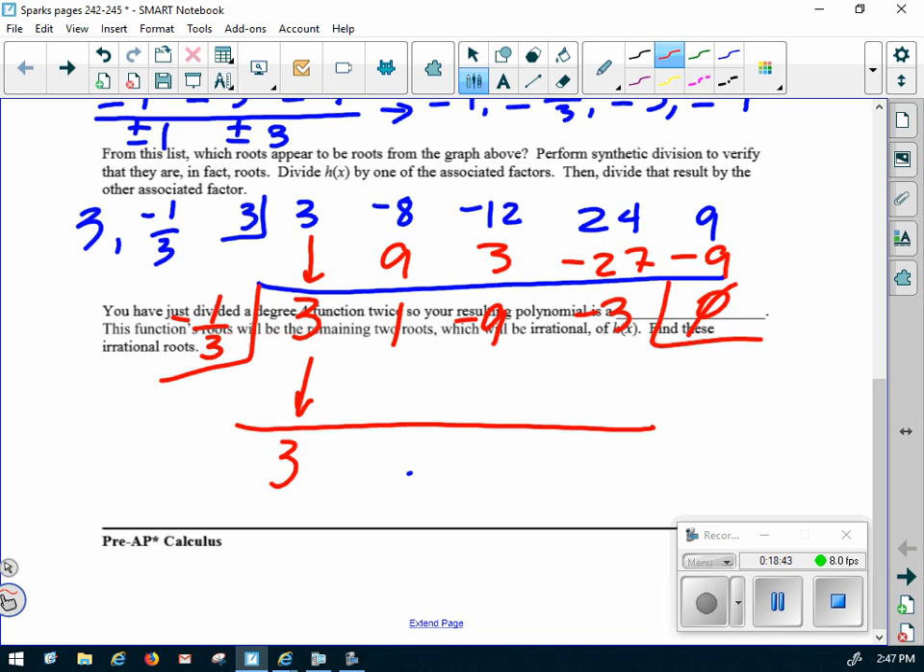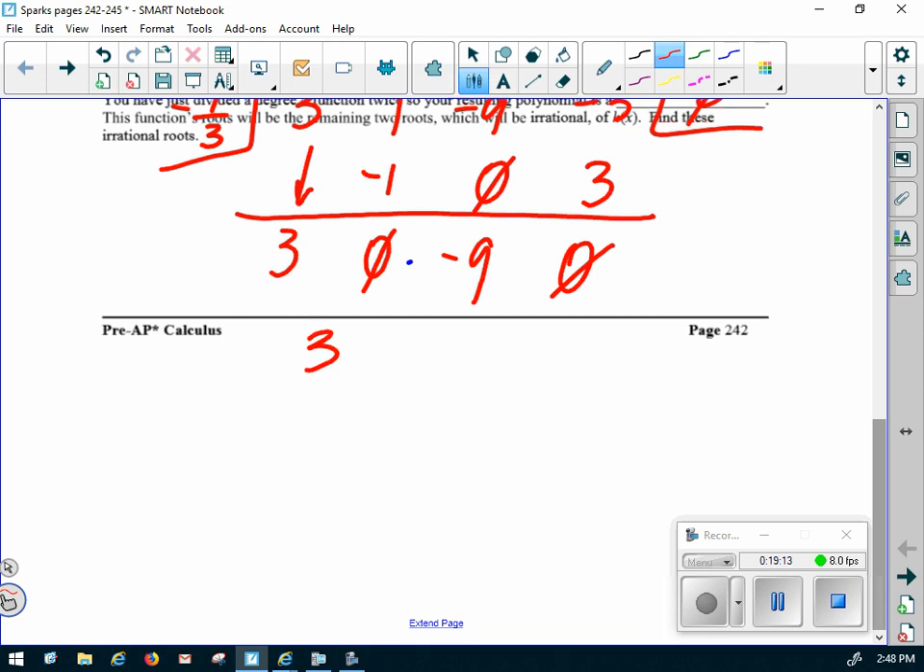Three times negative 1/3. Okay, now, what do we have left? What does this stand for as a polynomial? 3x squared. Say again, 3x squared? Minus 9.